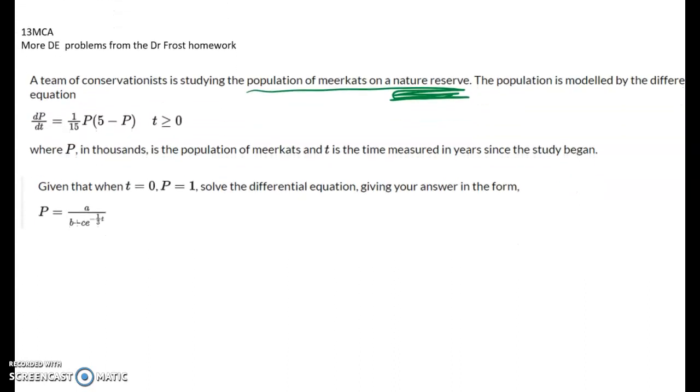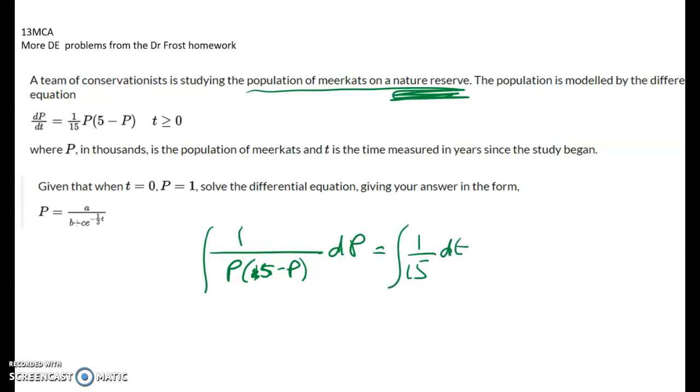Now, in the Dr. Frost question, they gave you the partial fraction split up that we're about to see, but I'm going to work through that here so that you know exactly how to do that. The first thing that we're going to do is to separate the variables. So we're going to have 1 over P times (5 minus P) dP is equal to 1/15 dt. Just as we always do. And now we want to go on and integrate both sides.